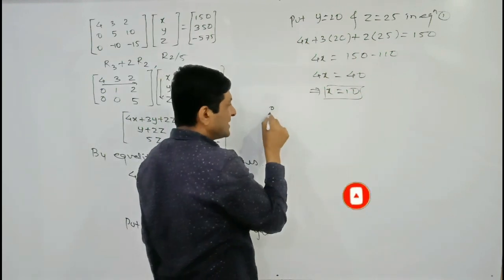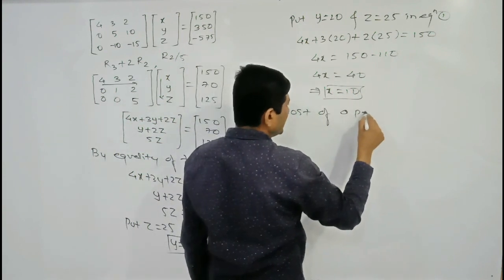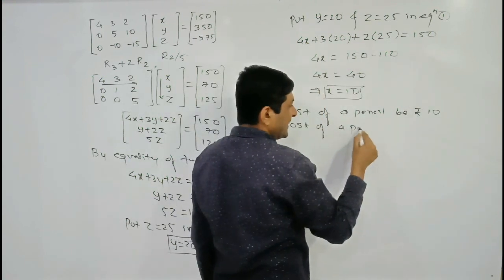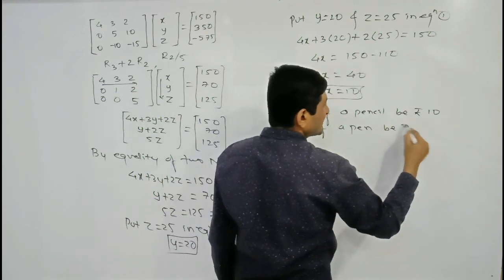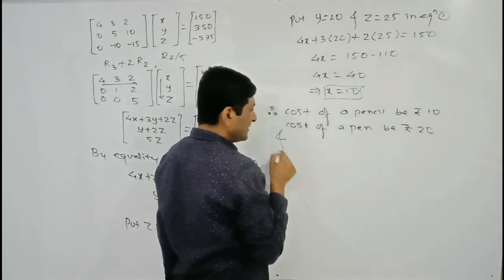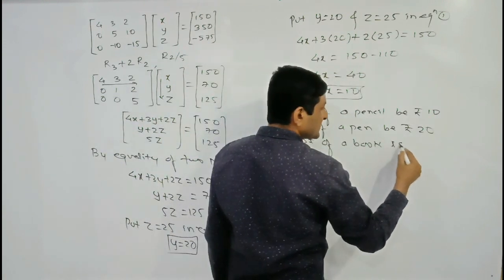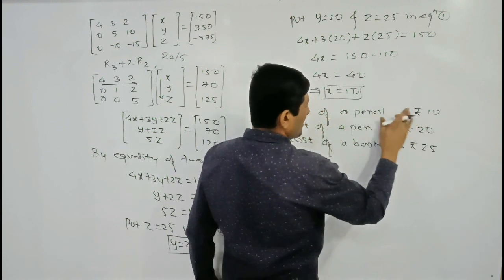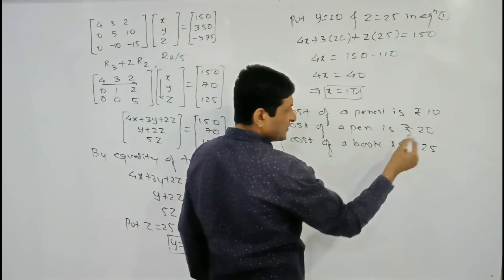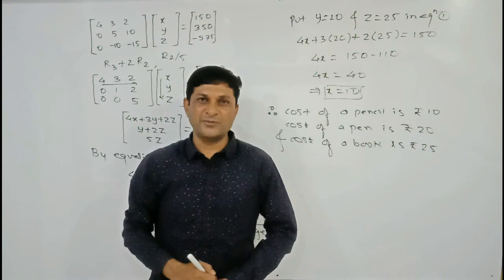So we can say that the cost of a pencil is rupees 10. The cost of a pen, y, is equal to 20, that is the cost of one pen. And the cost of a book is rupees 25. So the cost of a pencil is rupees 10, the cost of a pen is rupees 20 and the cost of a book is rupees 25. In this way we have got our required values.